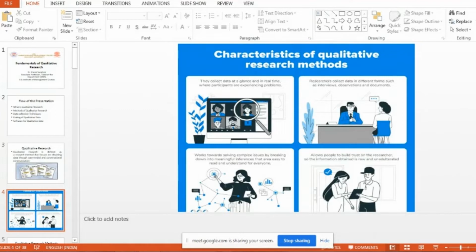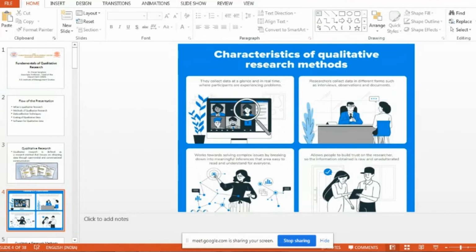So basically, through qualitative research we can collect the data in the form of interviews or through observation, or the data can be available in the form of documents. In the qualitative research method, the data can be available in text form, image form, audio form, or video form. These are the different formats in which qualitative data is available.